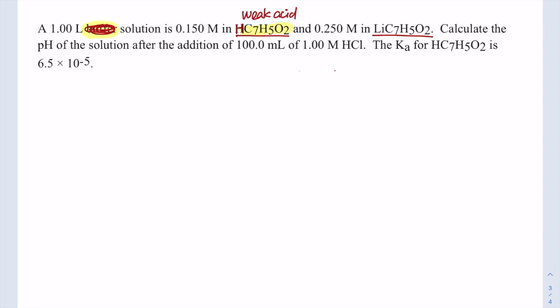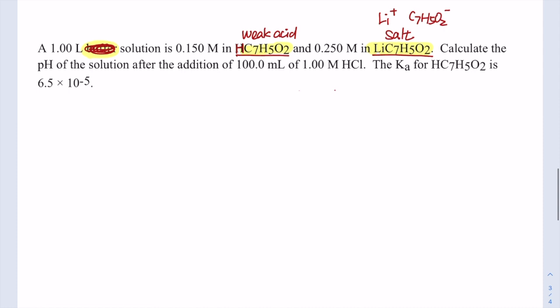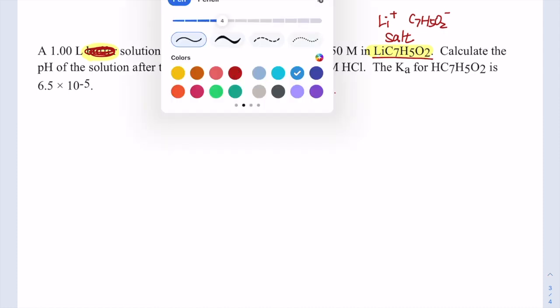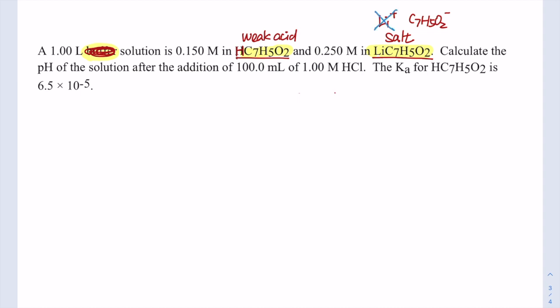So you have a weak acid, and then what's this? You go, oh, that's a salt. But we also know how salt behaves, right? When a salt is in aqueous solution, it 100% dissociates into ions. So we have lithium ion and C7H5O2 minus, these two ions. Since we're concerned about the pH of the solution, lithium ion is the counter ion of a strong base, so it's pH neutral and we don't need to be concerned about it. So the active ingredient is C7H5O2 minus.